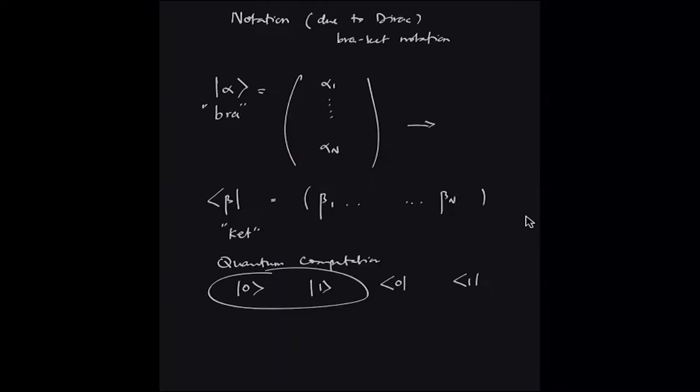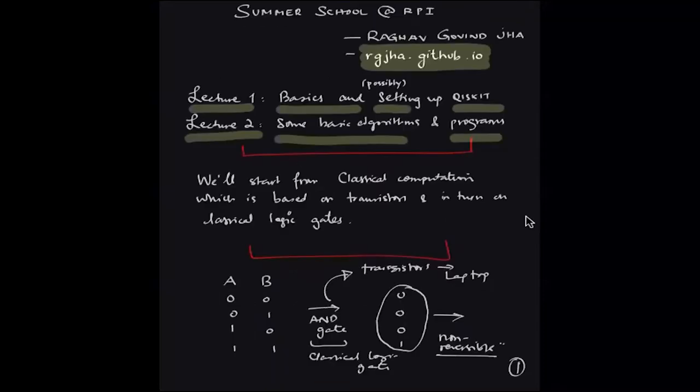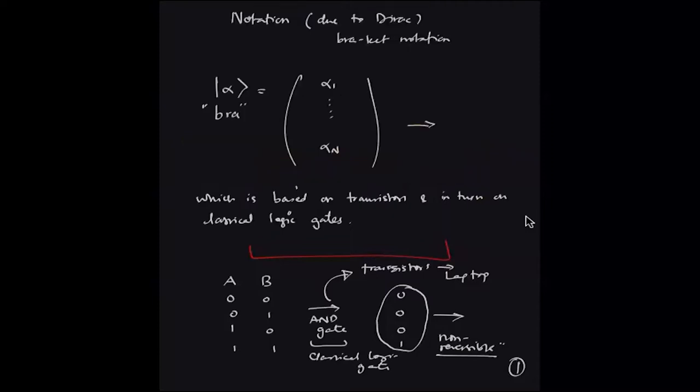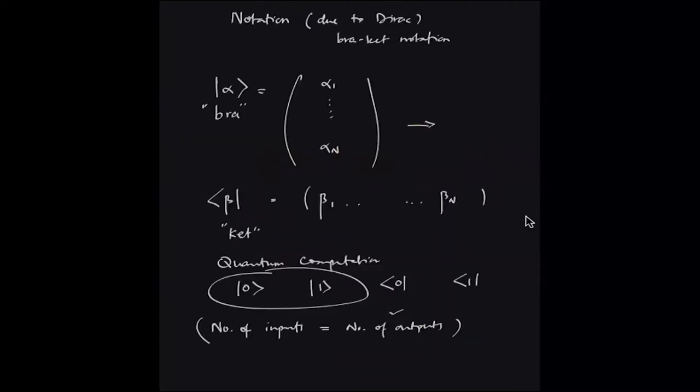So this already leads to a shift from classical computing. And that means when we write truth tables corresponding to a quantum computation, the number of inputs will be equal to the number of outputs. We just cannot put a bracket on each of them and get a corresponding quantum table, because that will not work. Okay, so is everything clear at this point? Because now I'll try to go to quantum logic gates.